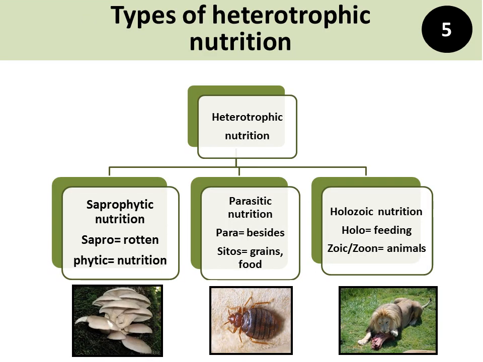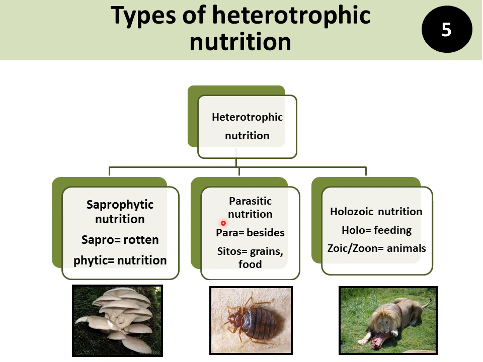Let's have a look at the types of heterotrophic nutrition. Heterotrophic nutrition can be saprophytic nutrition or parasitic nutrition or holozoic nutrition. The word saprophytic nutrition is derived from two Greek words. Sapro means rotten and phytic means nutrition. So saprophytic nutrition is the nutrition in which organisms take their food from dead organic matter.